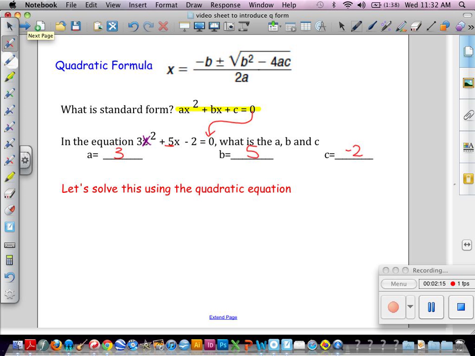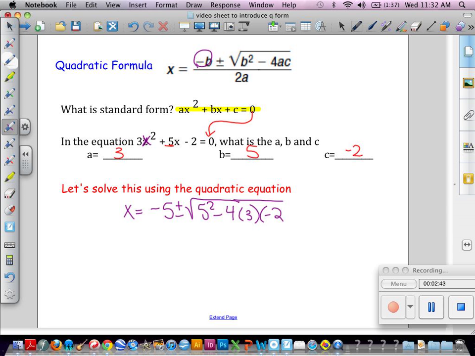All right, we're going to solve this using the quadratic formula. I'm going to take the opposite of b. So I have 5, so x equals, I'm going to write -5 plus or minus the square root. I need b squared, which is 5 squared, minus 4, a is 3, c is -2, and then all over 2, and a is 3. You need to make sure that you're writing down all of the steps on your paper as well.